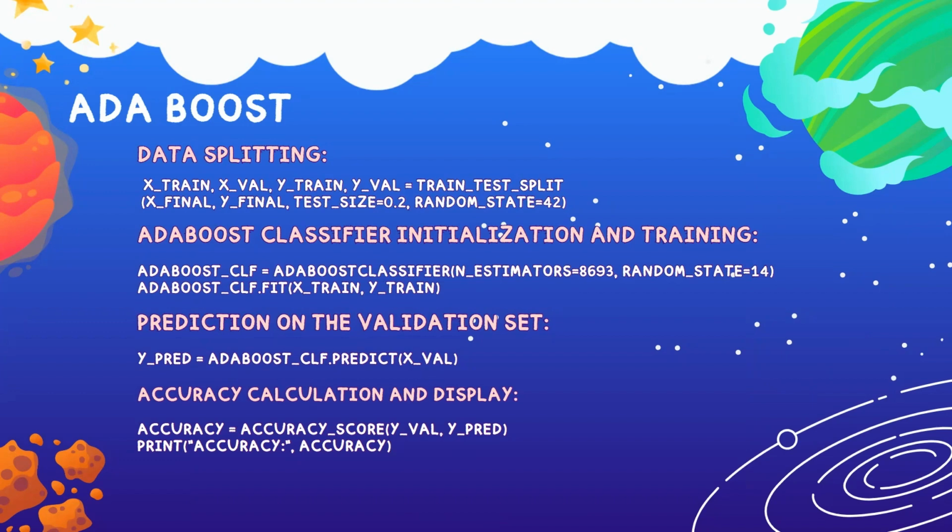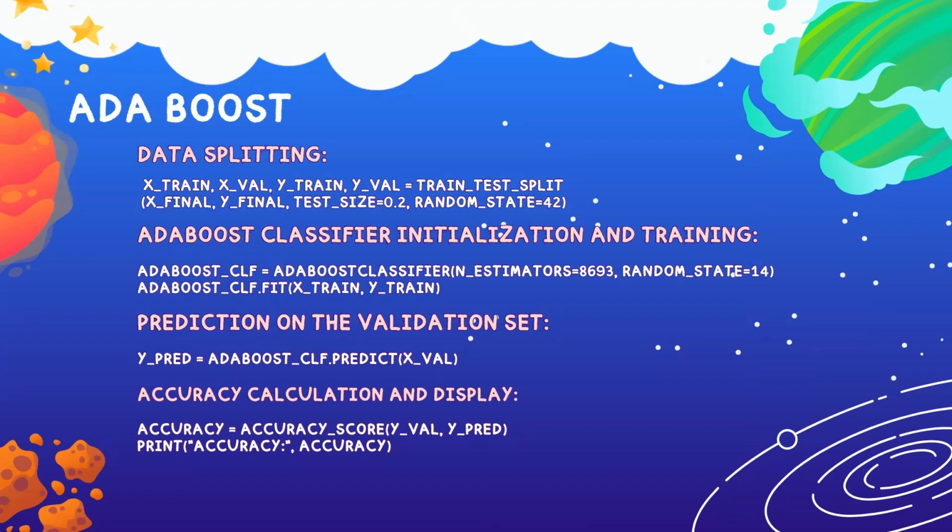So what is the AdaBoost concept? The principle can be summarized as follows. The first part is initial weights. Each sample in the training data set starts with the same weight to ensure equal consideration. The second part is iterative training. It means AdaBoost iteratively trains weak learners, emphasizing previously misclassified samples by increasing their weights. The third part is weak learner training. Simple classifiers like decision stumps are trained on a weighted data set in each iteration.